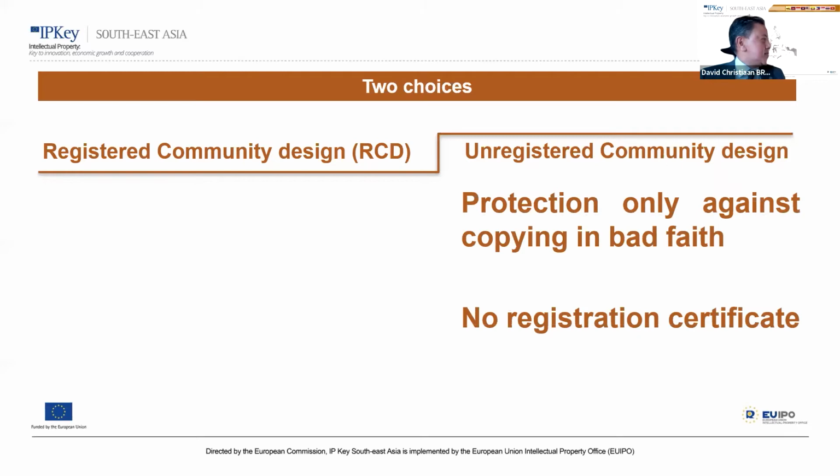Right. The difference is that unregistered community designs only protect against copying in bad faith. And of course, you don't have a registration certificate because it is not registered. For some designs, this might be enough, because there are some designs that will need a long protection. There's fashion, for example, or for some designs it's very easy to show when the design was disclosed to the public. But for other designs, of course, it is not enough. So what is the second option?